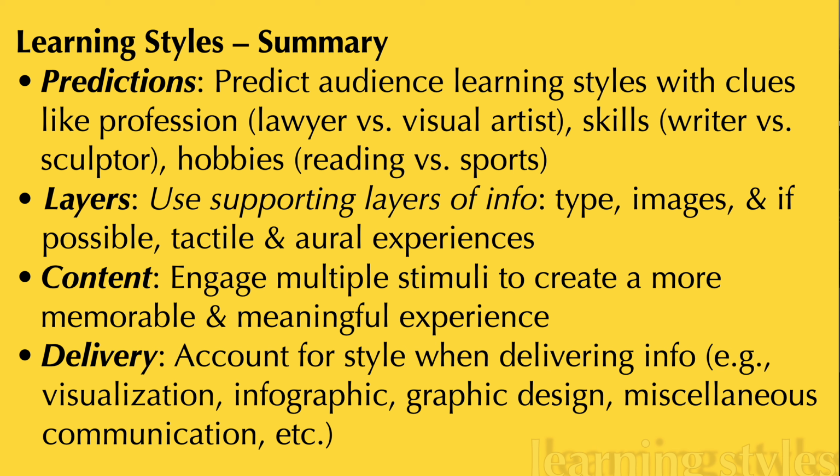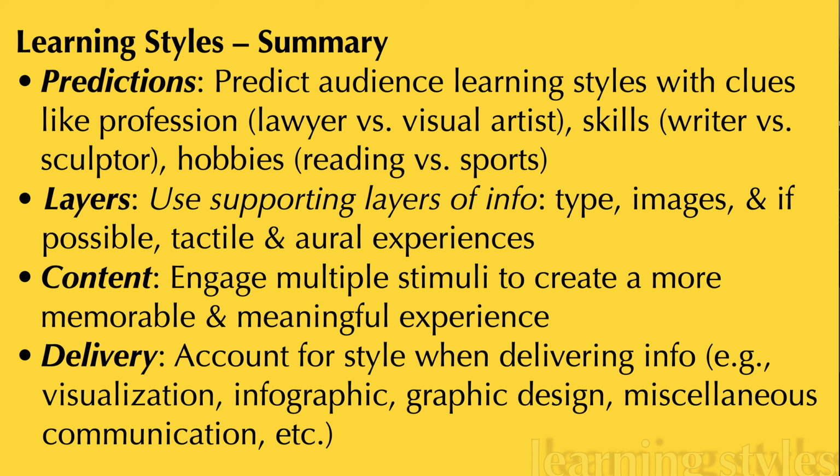In terms of a further summary, predictions. You can predict an audience's learning style with clues like profession. Say if you're gathering lawyers versus visual artists, the first would be textual, the second would be more visual. Skills. If you had someone who's a writer or a sculptor, the writer would be more auditory verbal, while a sculptor would be more kinesthetic tactile. And hobbies. If someone loves to read and they're a reader, they're more auditory verbal, while athletes are probably more kinesthetic and tactile.